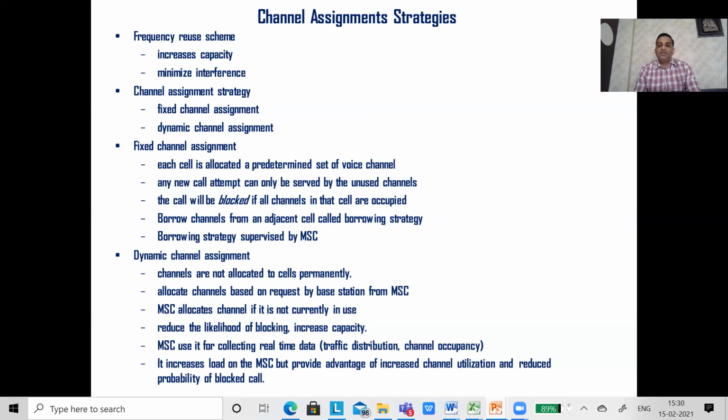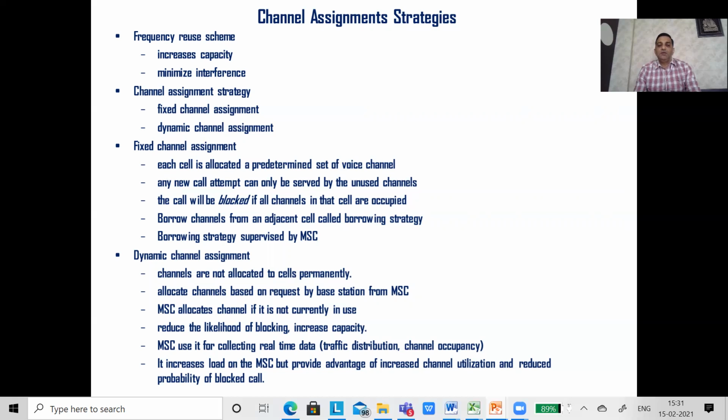Suppose 20 channels are assigned to one cell and 20 subscribers' calls are processed, and if a 21st subscriber wants service in the fixed channel assignment strategy, then he will not be able to get the service. His call is going to be blocked because no channel is available for service.